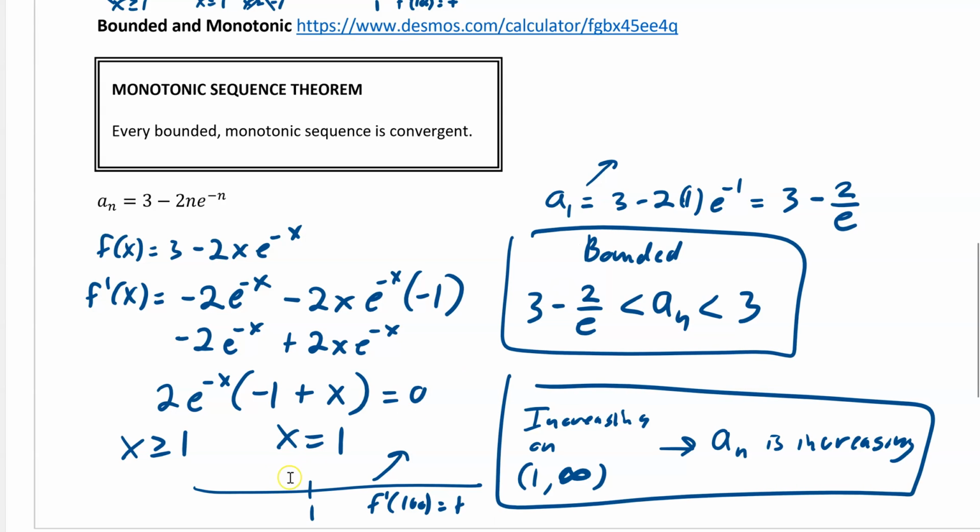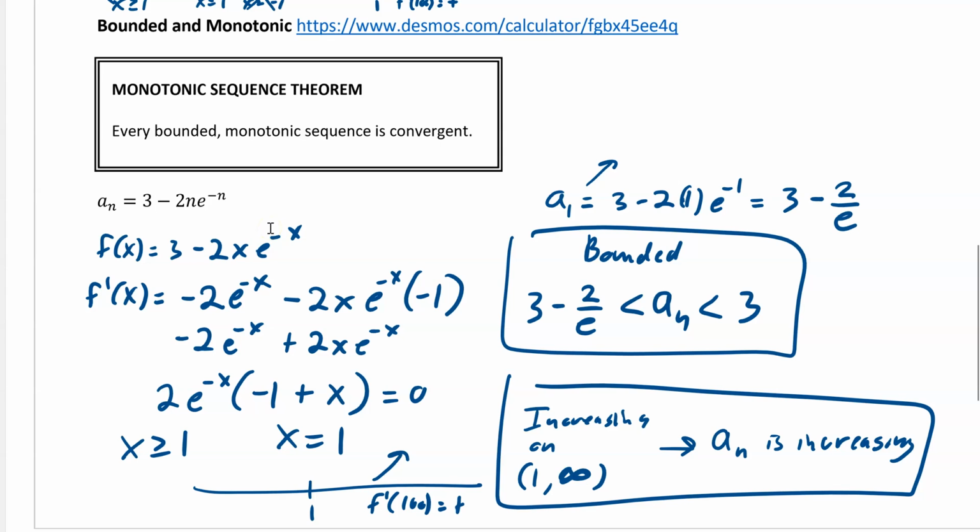And a sub n is increasing. So we know this sequence is convergent. And so we could use a calculator to find this because all we're looking for is bounded and monotonic. We're not actually asked to find the limit. But yeah, if you wanted to take the limit of this, you would see that it would become 3. Use a little L'Hopital's rule in there.